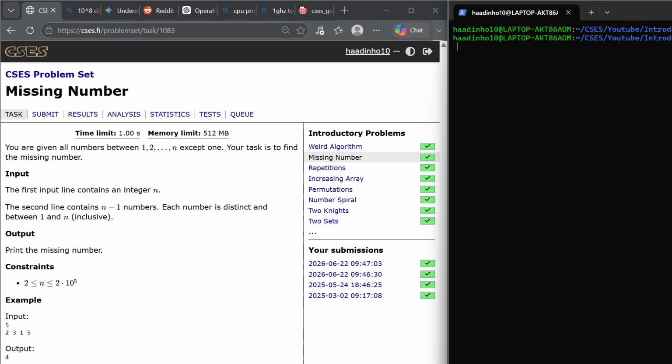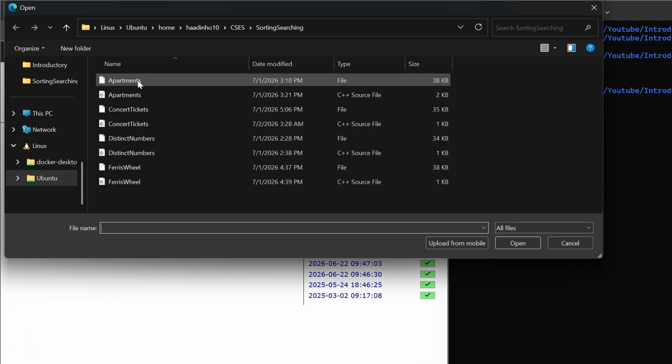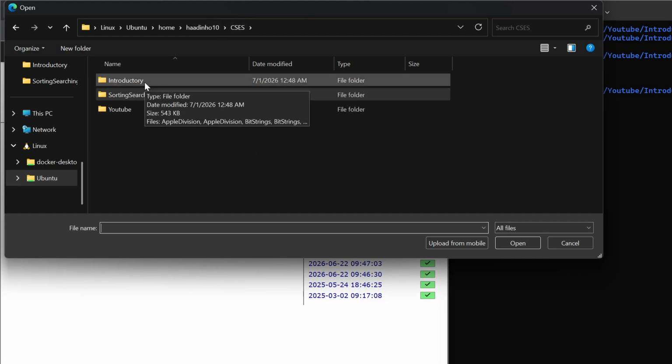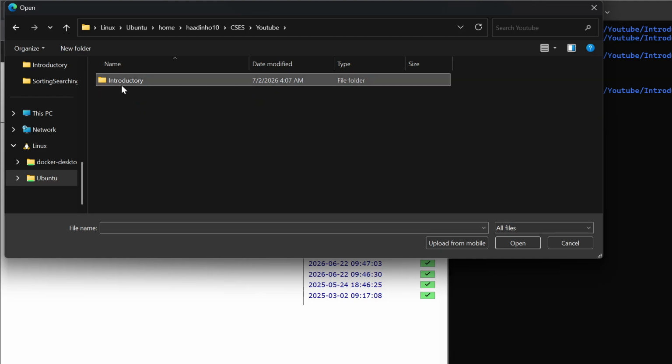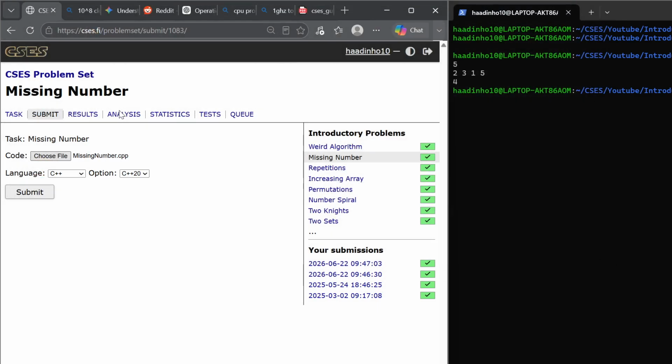Let me just try to compile this now and show it to you. Missing number .cpp. No error, thankfully. If I have 5 and 2, 3, 1, 5, we get the answer 4. And now let me try submitting this and see what's going to happen. CSES, introductory. This is missing number.